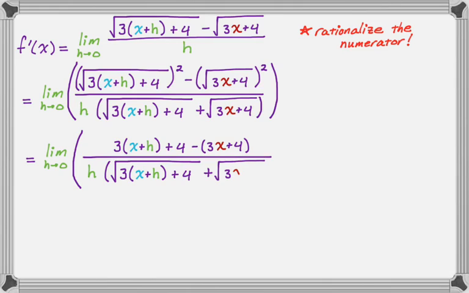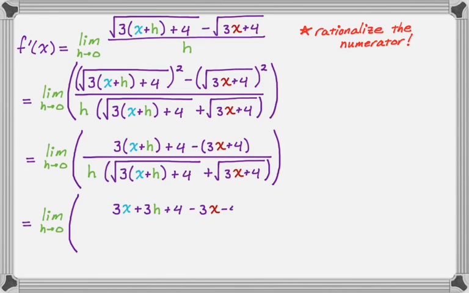If you do a bunch of these, they become a really routine calculation. When you're first doing them, it seems like a ton of work. At this point, I'm going to expand the numerator. I'm basically not touching the denominator all that much. So I get 3x plus 3h plus 4, and then distribute the negative, so minus 3x minus 4, over our current denominator.